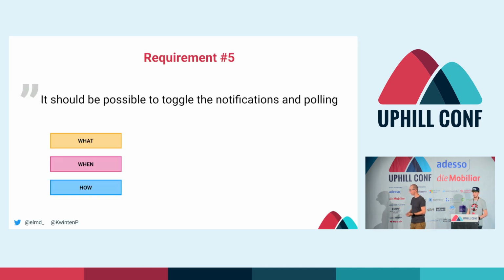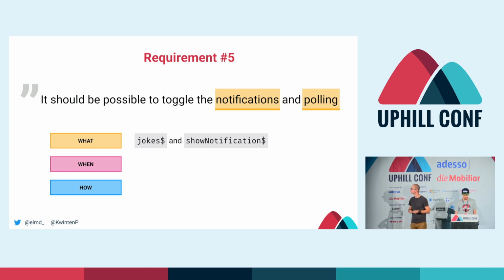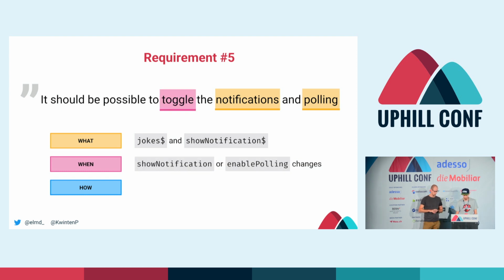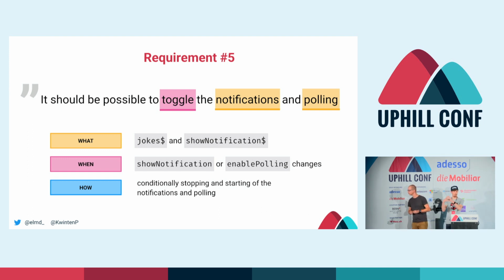OK, so next, we have settings, but we're not doing anything with settings, which doesn't really make sense. So let's use them, and let's make sure that our user can toggle the notifications and the polling. So, Dominic. So the one in this case would probably be the cached jokes, because polling has to do with my cached jokes, and I probably want to do something with that. And maybe a show notification stream, because I want to show and hide notifications and disable that. So that will be my what in this case. The trigger, well, whenever one of these settings have changed, that's the toggle, so that would be my trigger. And the how in this case, well, it's conditionally stopping and restarting work, right? If something has changed, maybe I want to stop it first, and then I want to restart it again.